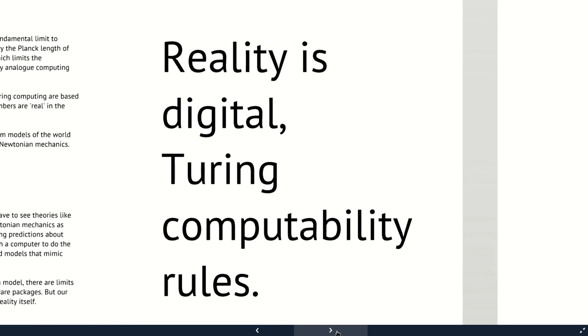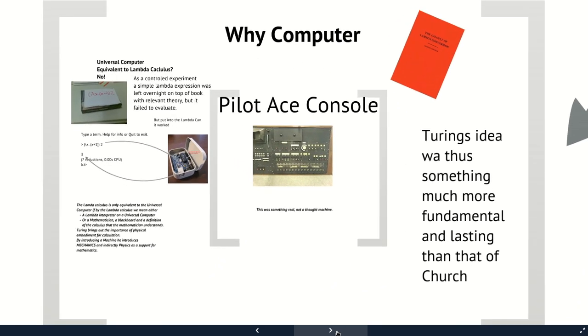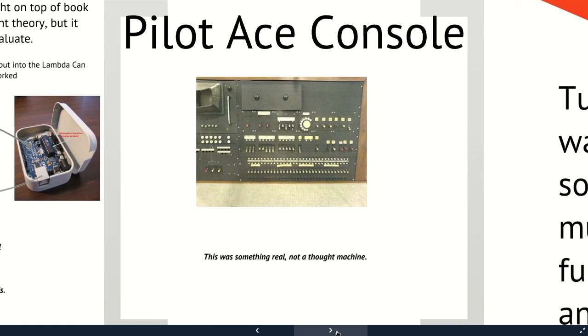So reality is digital, or at least discrete. So Turing computability is actually the ruling paradigm. And the final thing is, why is a computer so central rather than just abstract maths? I think I may have touched on this in one of my other talks that I've made a video of.